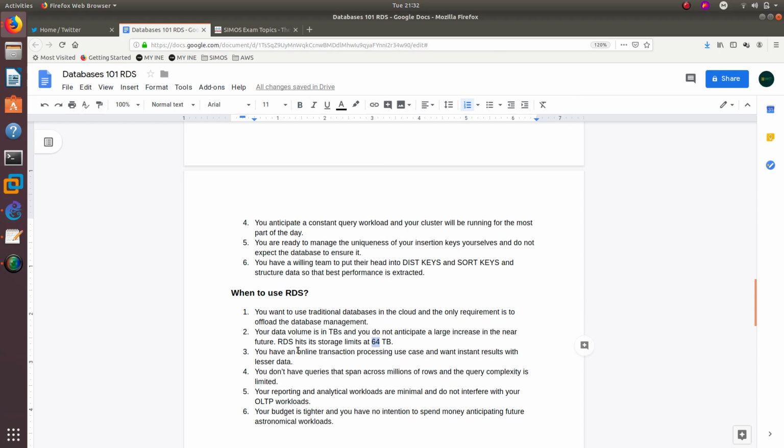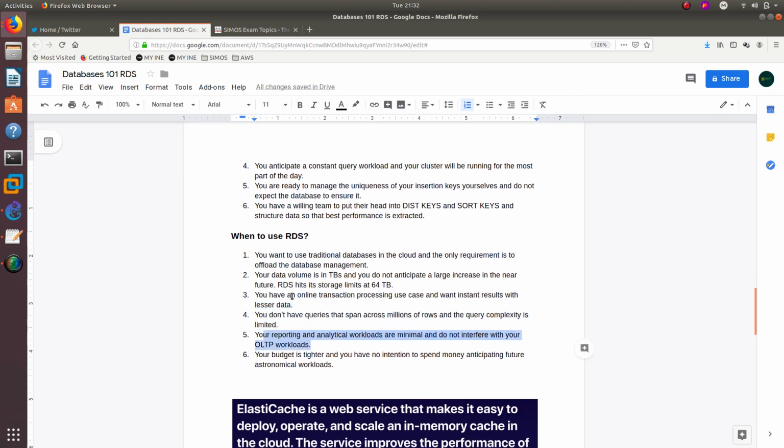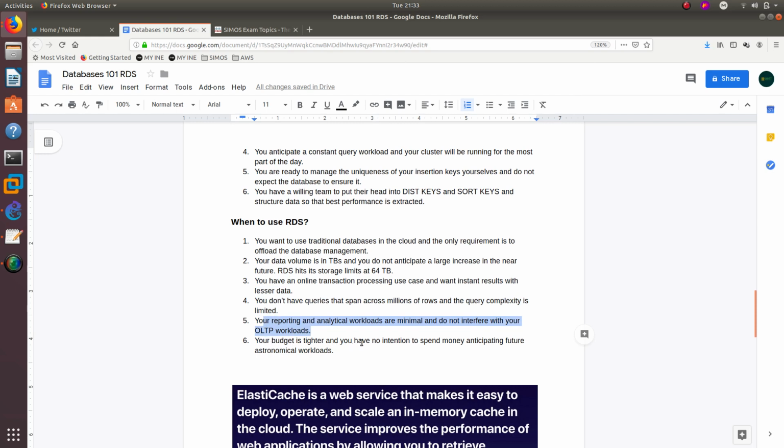You have an online transaction processing use case and want instant results with lesser data, you want to use RDS. You don't have queries that span across millions of rows and query complexity is limited, you want to use RDS. Your reporting and analytical workloads are minimal and do not interfere with your OLTP workloads, you want to use RDS. And your budget is tighter and you have no intention to spend money anticipating future astronomical workloads, you can just use RDS.